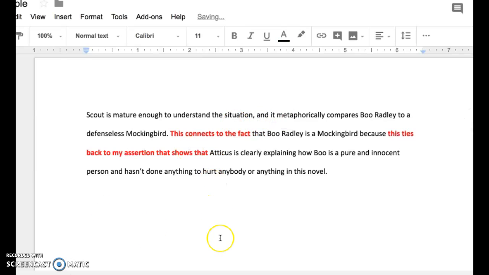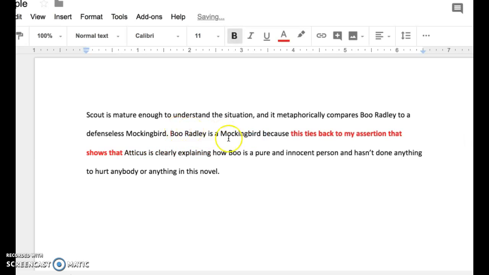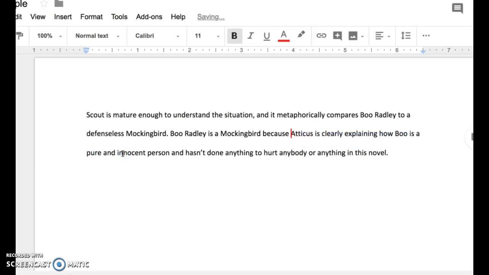"Scott is mature enough to understand the situation, and it metaphorically compares Boo Radley to a defenseless mockingbird." That's all you need. This one you can get rid of here. Get rid of all of this, and it makes sense as it stands.